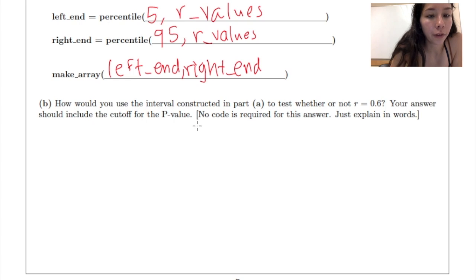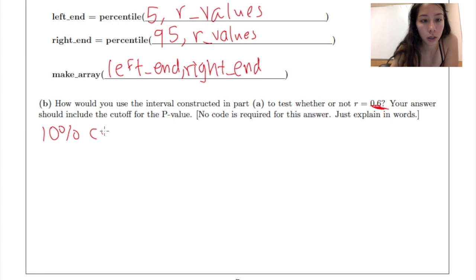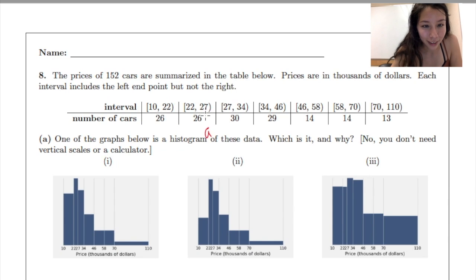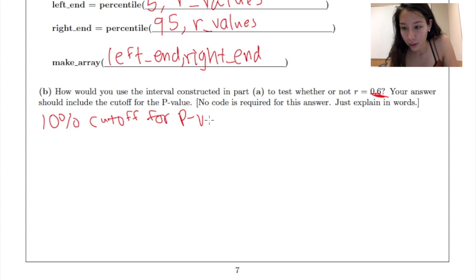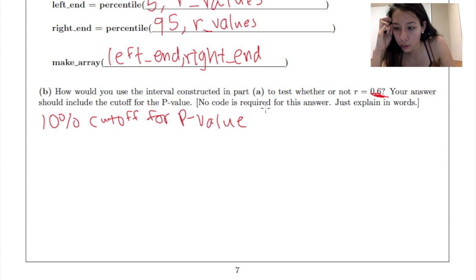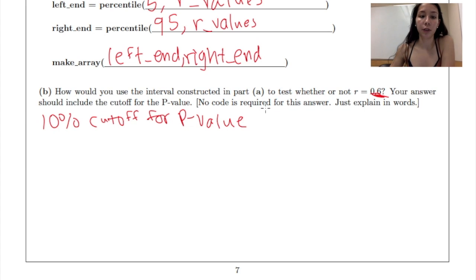So how will we use this interval to test whether or not r equals 0.6? And your answers should include the cutoff for the p-value. So we are using a 10% cutoff for the p-value, since the bootstrap confidence interval is 90%. Okay, 10% cutoff for the p-value. And basically what we want to be doing is looking to see if 0.6 is included in this confidence interval.